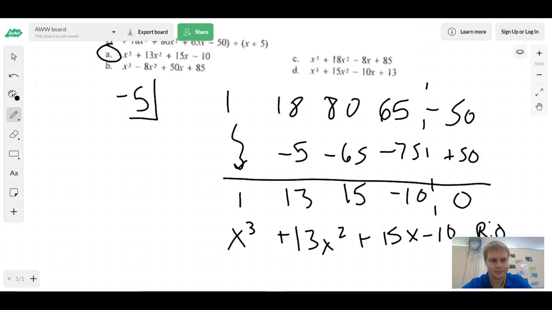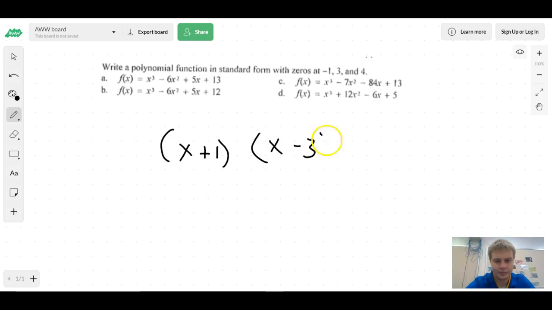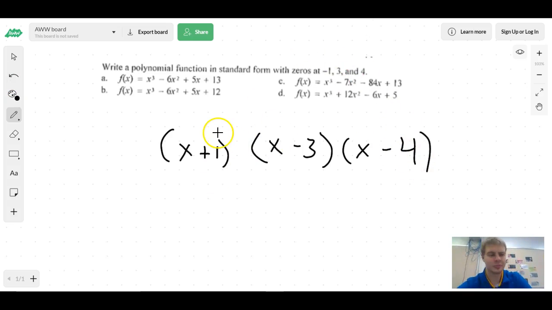Let's try the next one. It wants us to write a polynomial in standard form given the zeros -1, 3, and 4. If you have the zeros, what you want to do is write the factors. So the factors we have would be x plus 1, x minus 3, and x minus 4. They're always opposite of what the zeros are, so the factors are just always opposite.